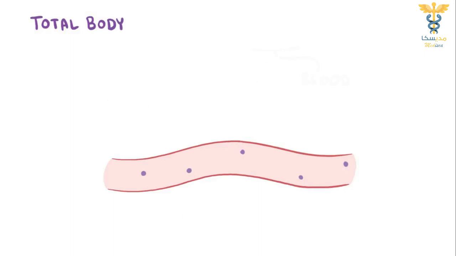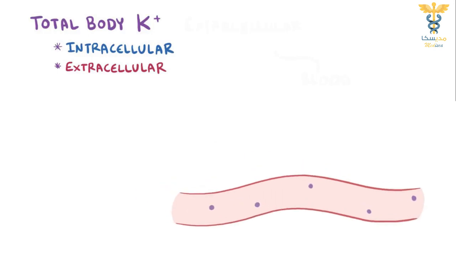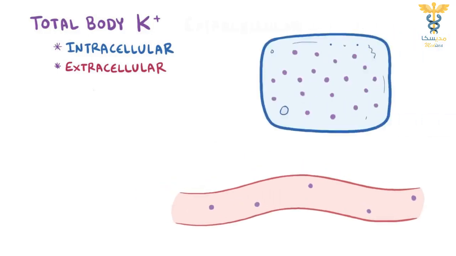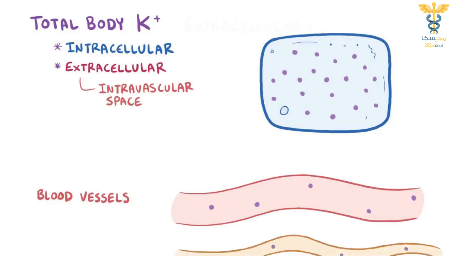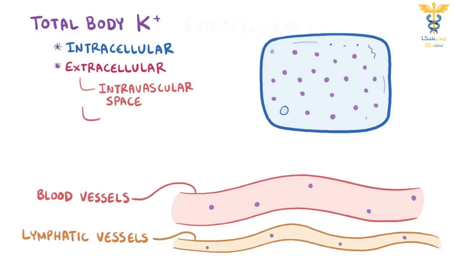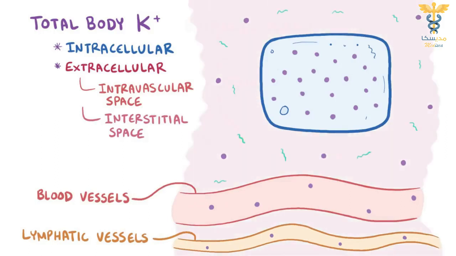Now, total body potassium can essentially be split into two components: intracellular and extracellular potassium, or potassium inside and outside cells, respectively. The extracellular component includes both the intravascular space, which is the space within the blood and lymphatic vessels, and the interstitial space, the space between cells where you typically find fibrous proteins and long chains of carbohydrates, which are called glycosaminoglycans.